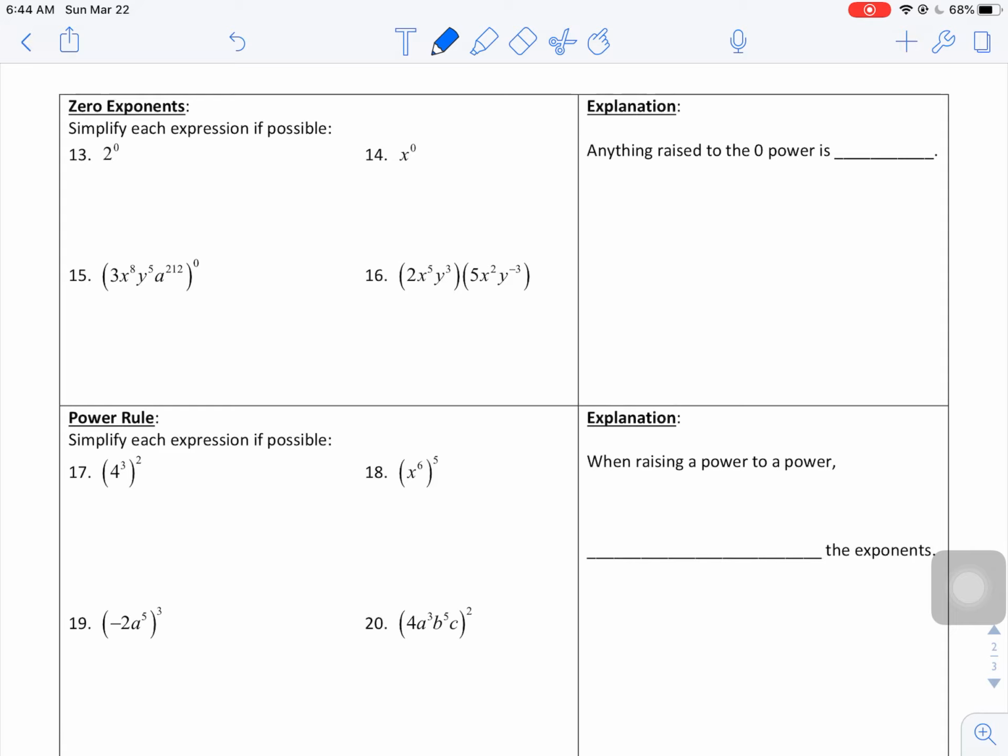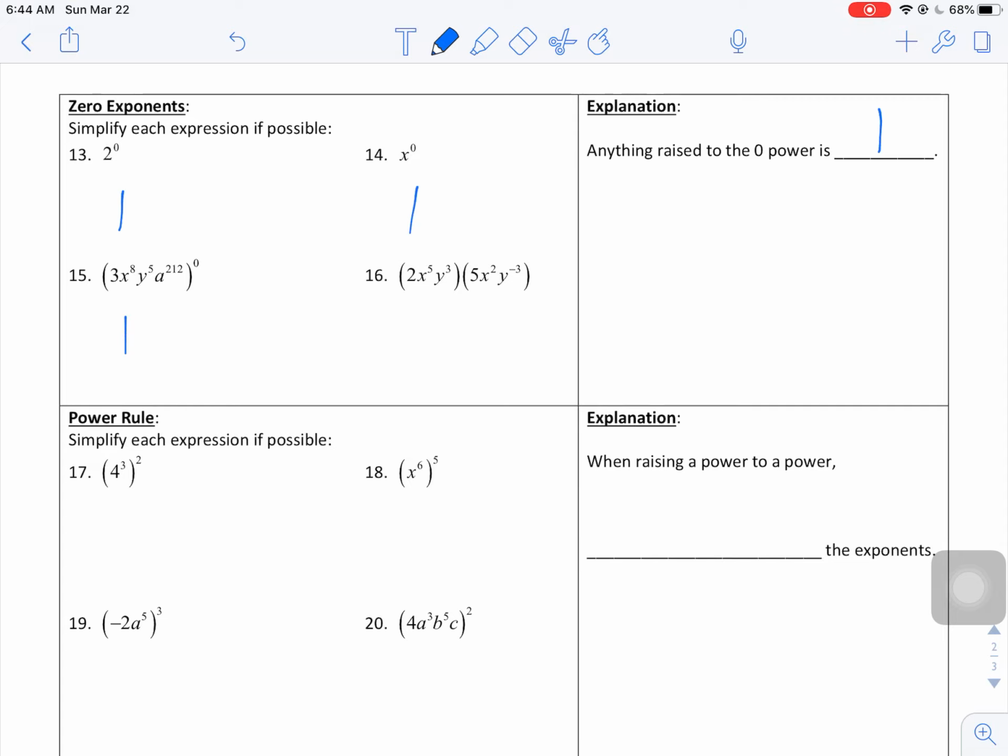For 0 exponents, anything raised to the 0 power is going to be equal to 1. So this is a really fast section. 2 to the 0 is just 1. X to the 0 is just 1. On 15, since everything in the parentheses is all in the same set of parentheses, it's all raised to the 0 power, that's also just 1.